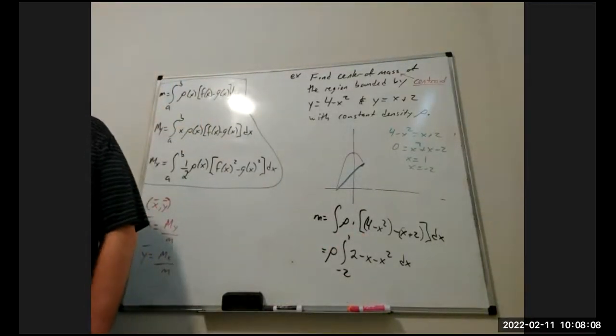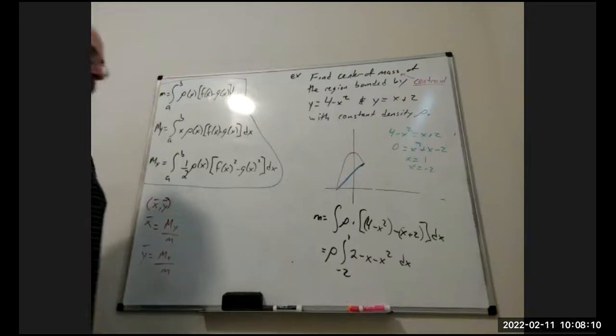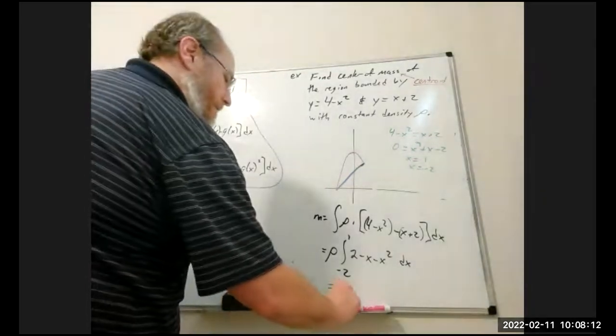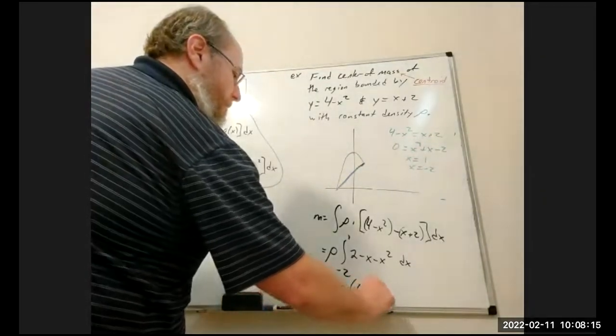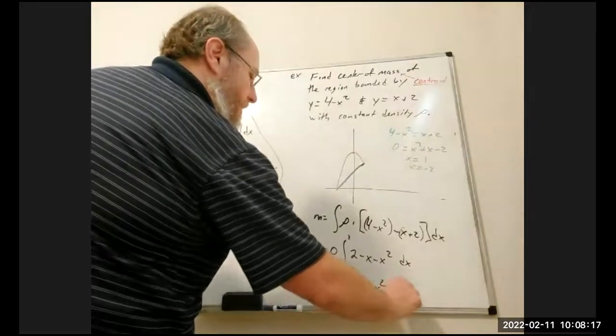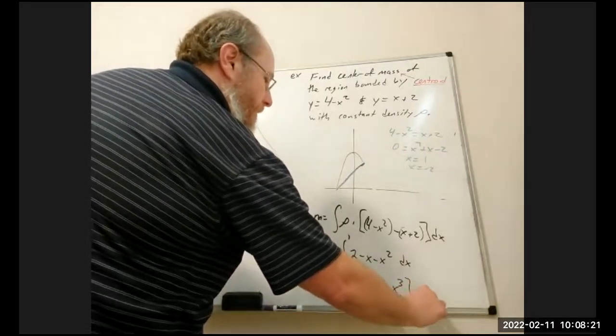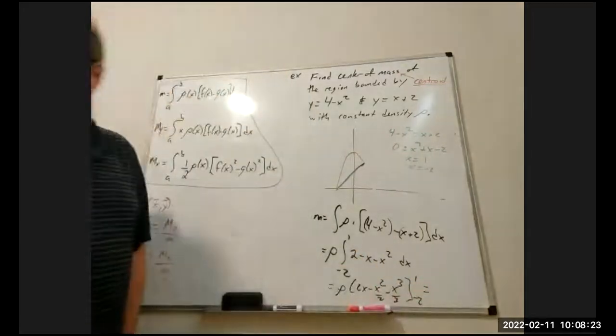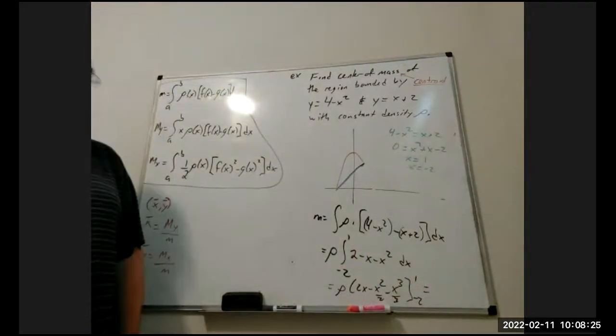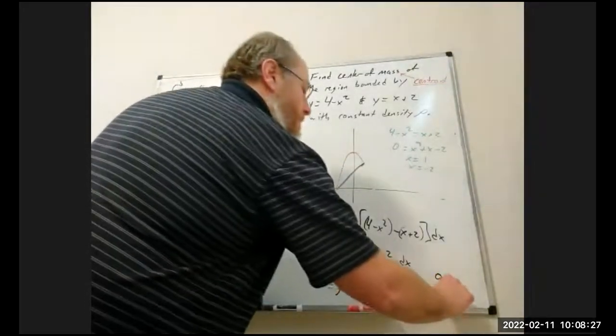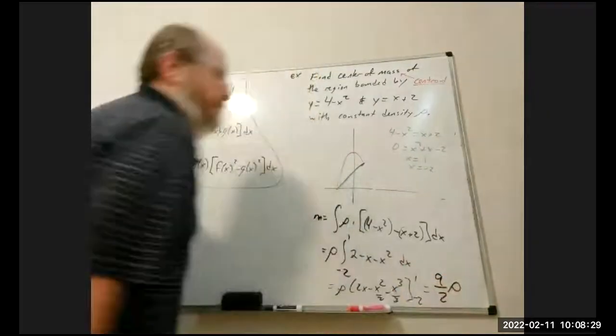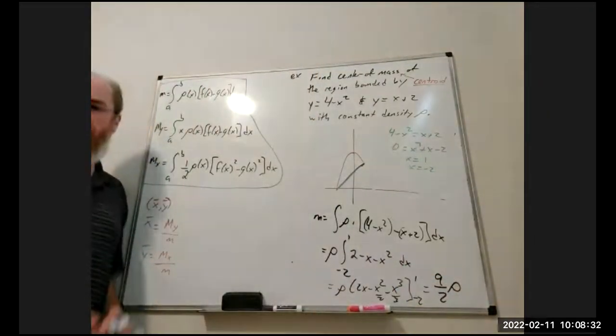So I can go ahead and do the integral on that. We get rho times 2x minus x squared over 2 minus x cubed over 3 that we're evaluating at minus 2 and 1. And I'll just tell you that that ends up giving us 9/2 rho. So you plug those numbers in, you're going to get 9/2.